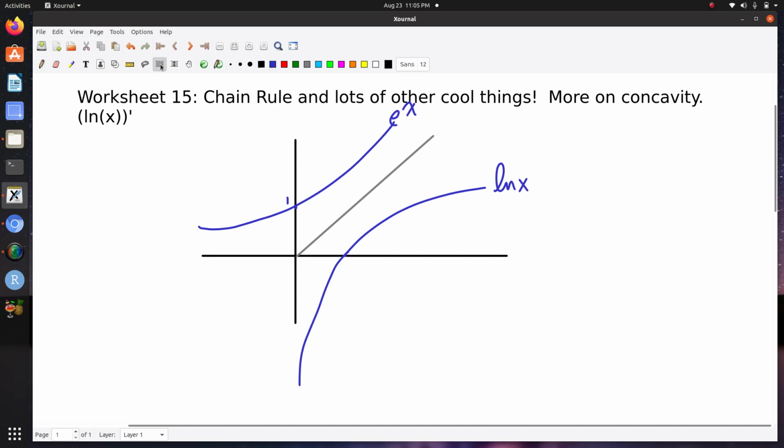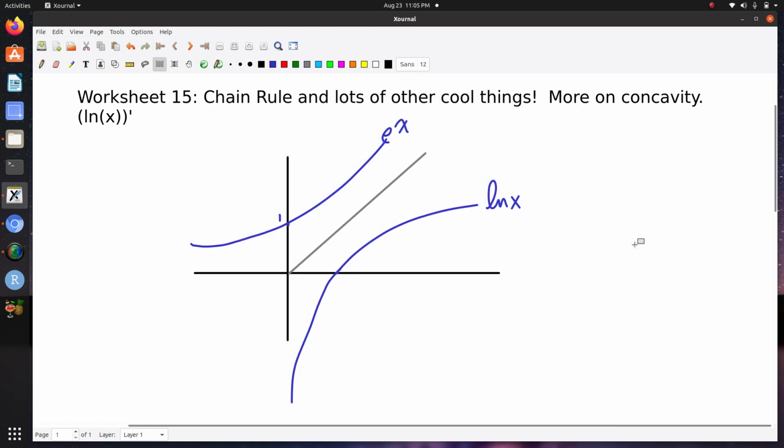And so for any point that you have in natural log of x, you have an analogous point in e to the x. And because of this mirror imageness, whatever the slope is in one place, it's the reciprocal of the slope in the other place. So if the slope here is 1, this slope here is still 1. But if this slope is 2, then this slope would be a half. So it's a reciprocal because it's in a mirror image relationship through the y equals x line.